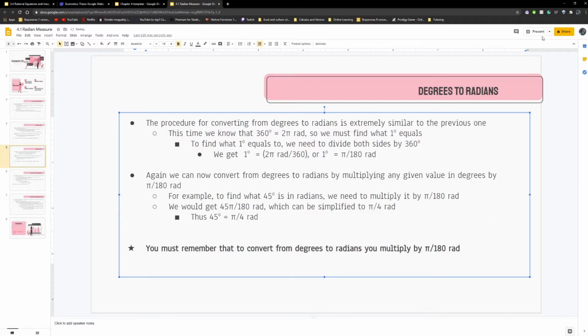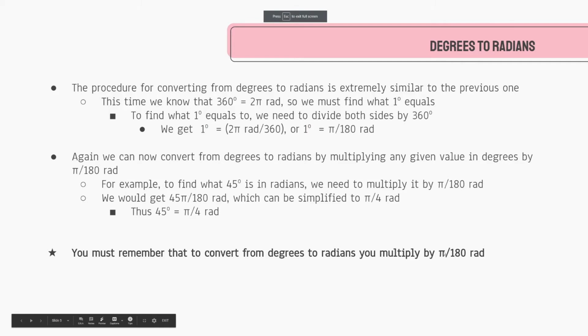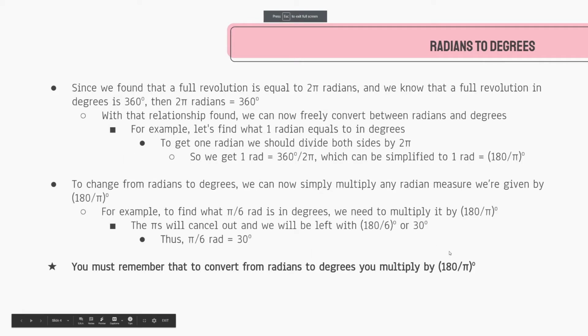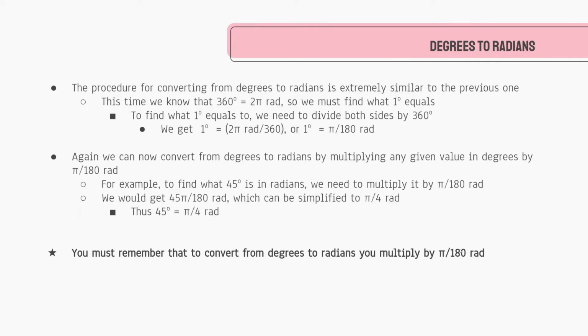You must multiply the value by pi over 180. As you can see, these two are just reciprocals of each other, so if that helps you figure it out, then go for it. But I feel like just remembering this is simple enough.